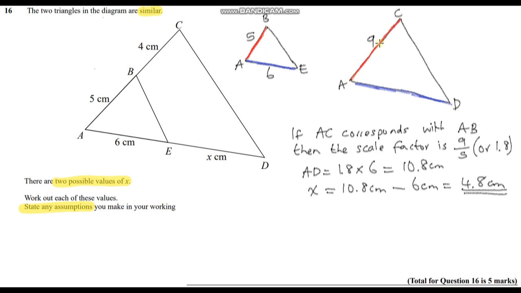AB corresponded with AC. That might not be the case. So it could also be the case that AE corresponds with AC. This triangle could be flipped and rotated, and this length could correspond with this length here, and this length in blue could correspond with this length. With triangles, we're not told which length corresponds with which other length.